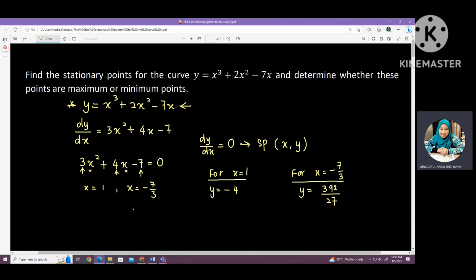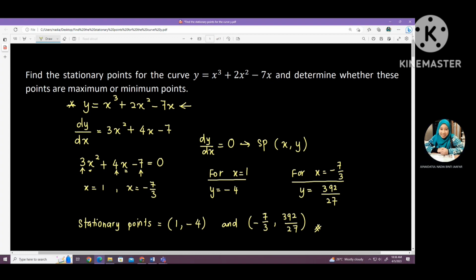So the stationary points are, the first one is (1, negative 4). We write the value of x first and then the value of y. And the second stationary point is (negative 7 over 3, 392 over 27). So these are the stationary points for the curve y equals x cubed plus 2x squared minus 7x.